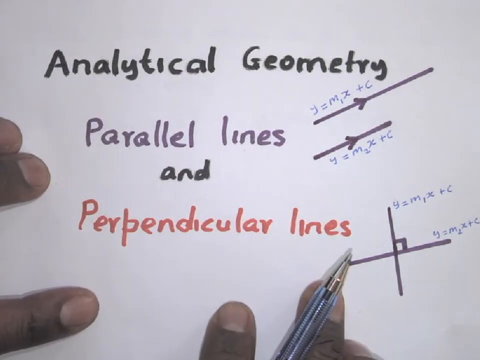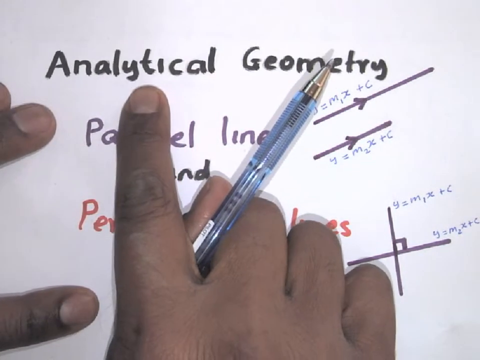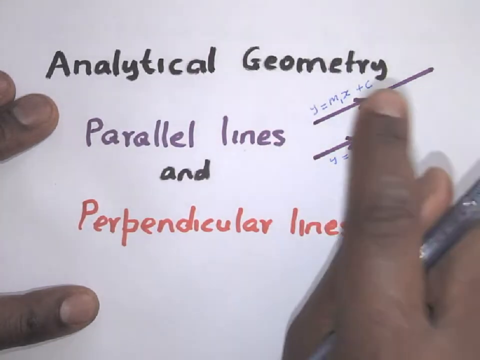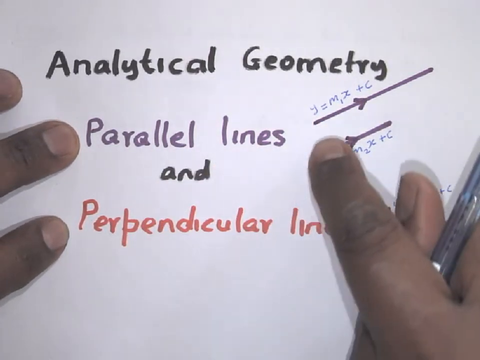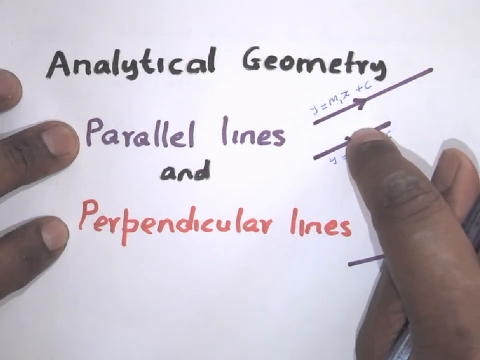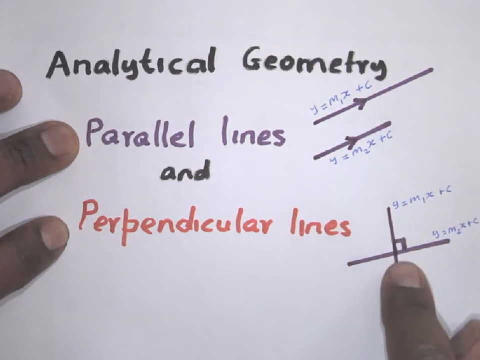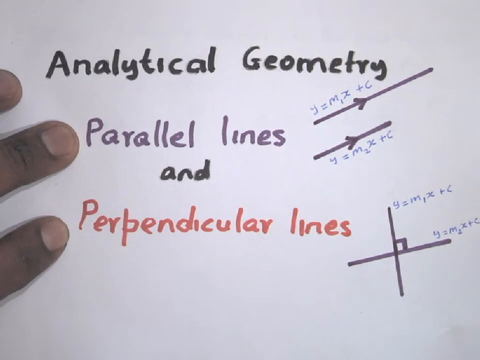Hi, grade 11s. Today we're having a lesson again on analytical geometry. This lesson is on parallel lines and perpendicular lines. Lines like that which don't meet are parallel, and lines that meet at 90 degrees we say they are perpendicular.